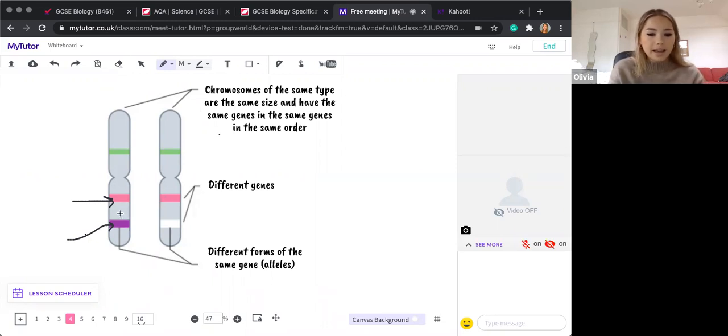We can see here that these are in different colours, but because they're at the same position on the chromosome, these are the same gene, just different versions of that gene, and I've represented those by different colours. So these would be different alleles.